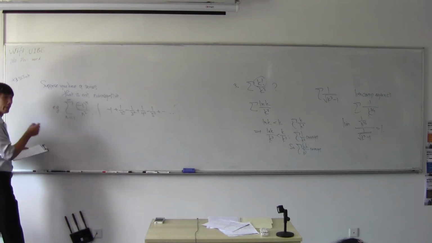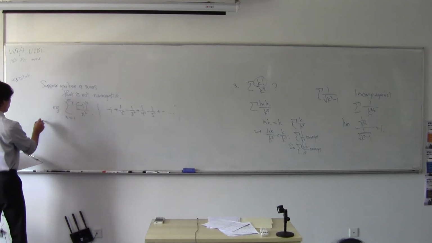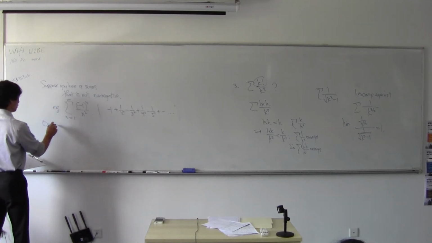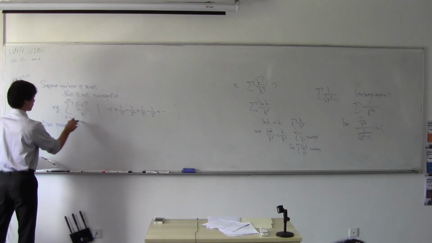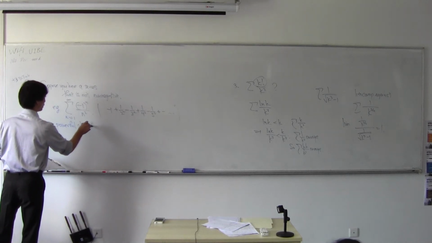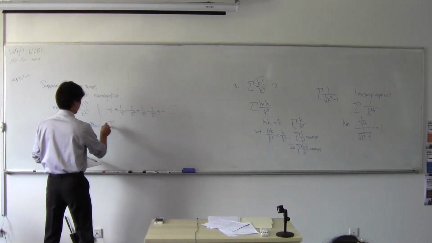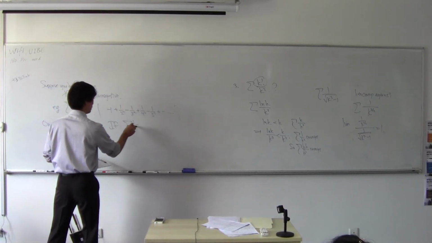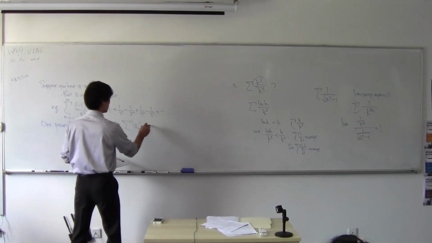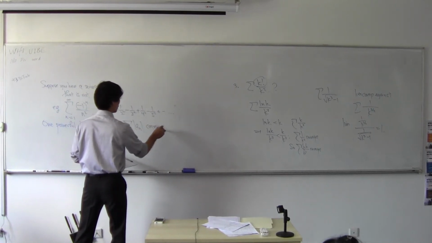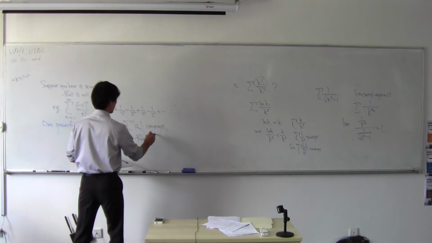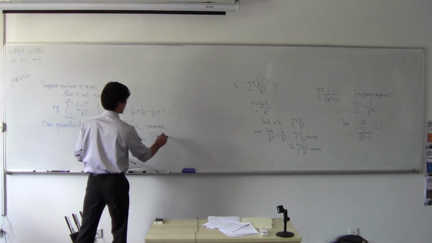Fortunately, there's one very big trick, one powerful observation. It's this: if the sum of the absolute values converges, then the sum of the original series converges.